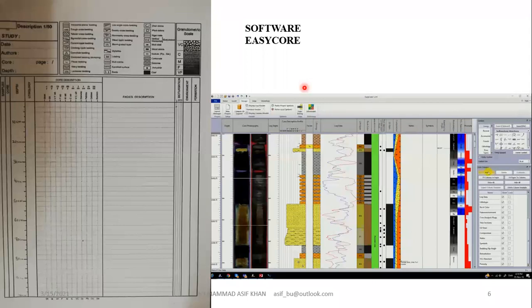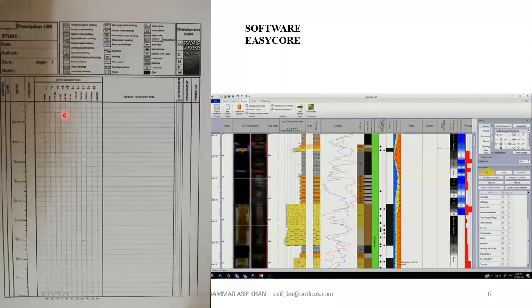So on the left hand side, we have one document. You must have this document with you while describing the core in HDIP or in any lab of the world. What it says is that you need to mention the depth. Like I divided this into 10 centimeter, 20 centimeter, 30 centimeter, and it goes up to 100. So this is the core description.